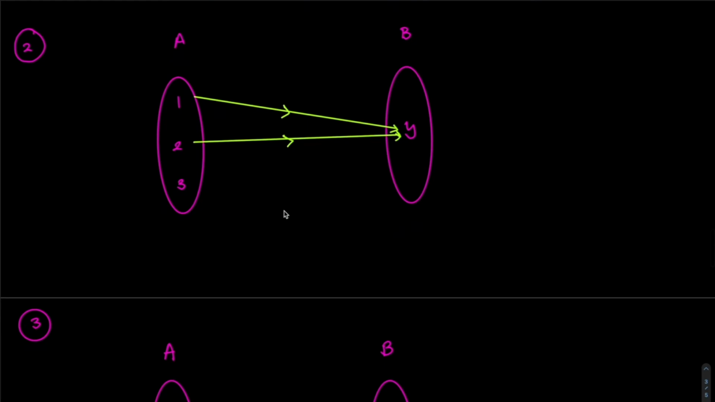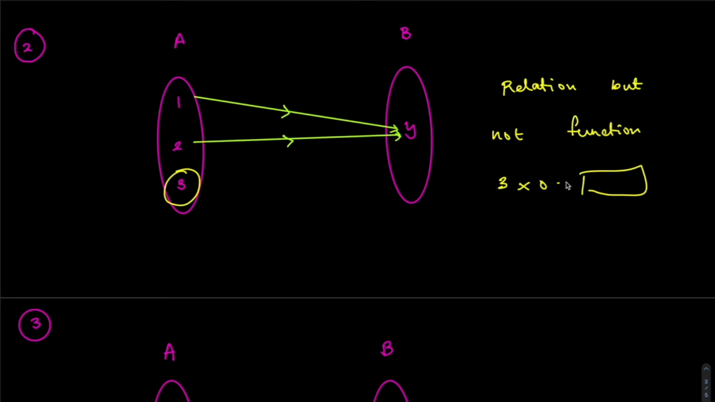Now, the next one is a relation, but it's not a function. It's basically because the first condition is not met. 1 and 2 have an output, but 3 doesn't have an output. It's like putting in 3 times 0 and getting a blank screen in the calculator. You're supposed to get 0, but you're not. You did 1 times 0, you're getting 0. You're doing 2 times 0, you're getting 0. But you're doing 3 times 0, you're getting a blank screen. How is that possible? So this is why it's not a function. The other condition, you can't even really talk about it because the first condition itself has failed.